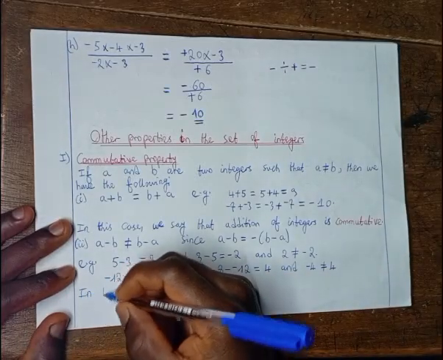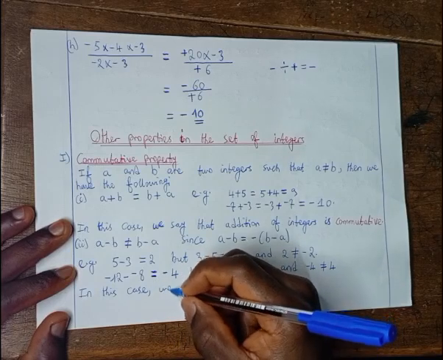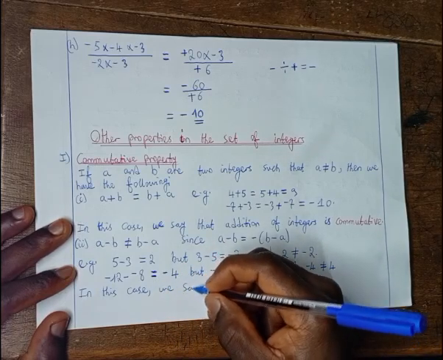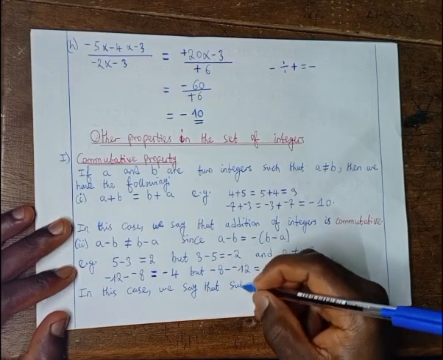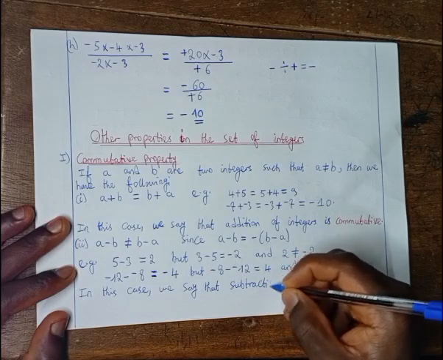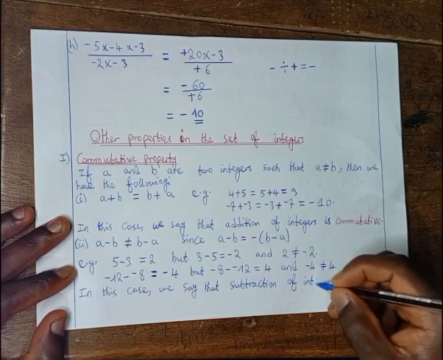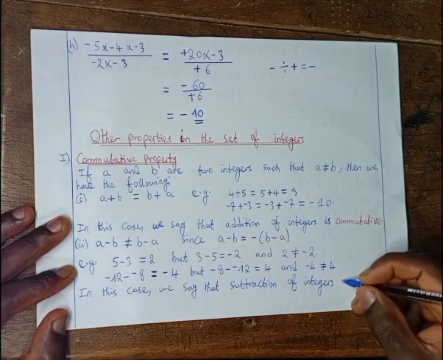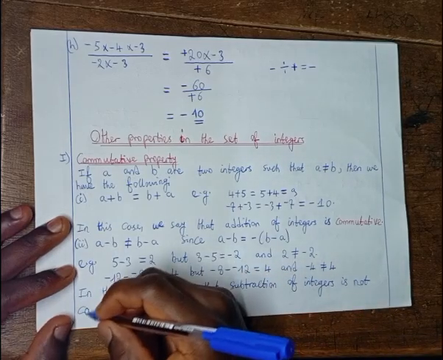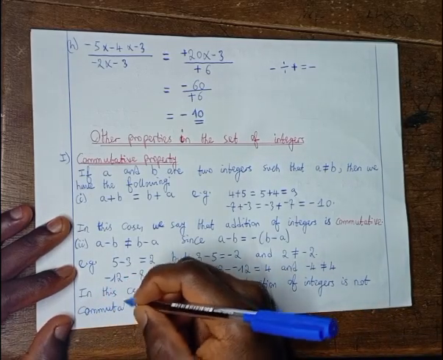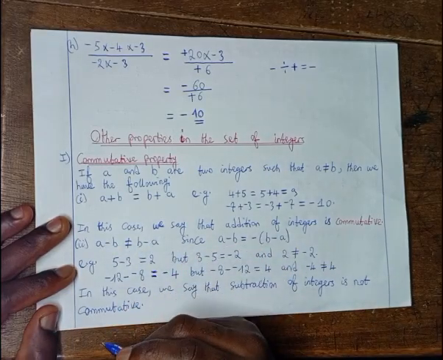Then in this case, we say that subtraction of integers is not commutative, since a minus b is not the same as b minus a.